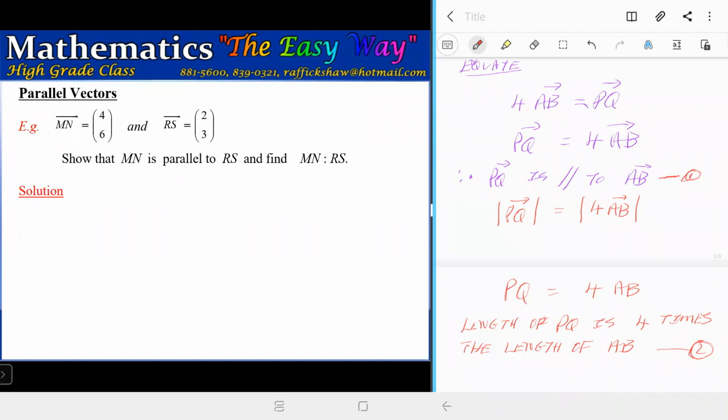Now, some persons would not put in this step, but I would like you to practice putting in that step. We take the modulus of both sides. Some people just jump from here to there. But I prefer if you show this step. Let me tell you why.